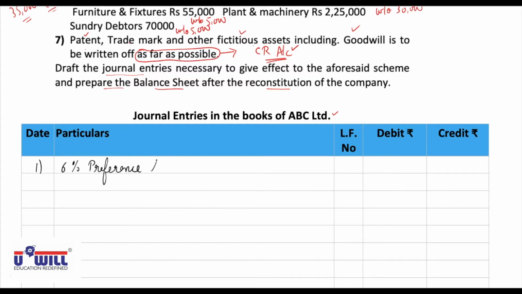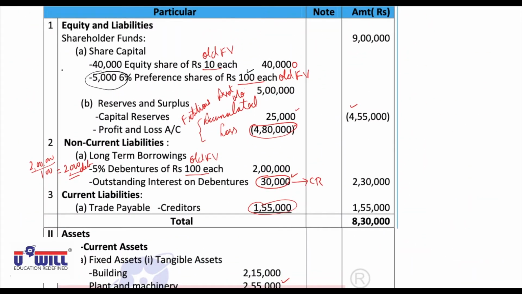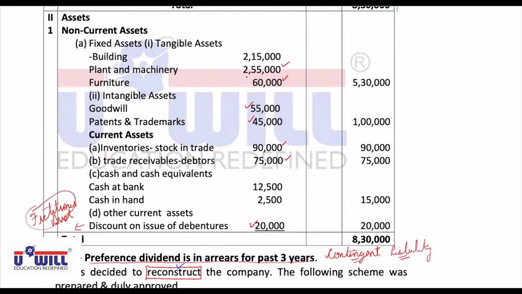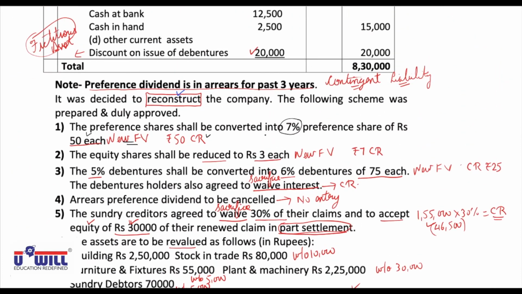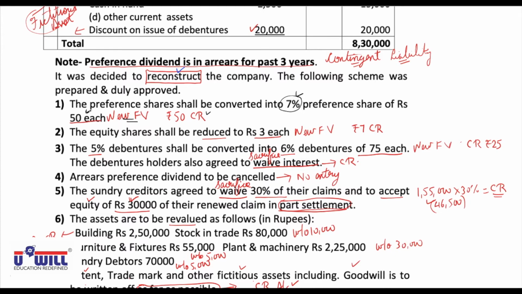6% preference share capital with old face value, that is rupees 100 account debit, and the amount will be, as you all can see, 5,000 preference shares are there, so 5,000 into 100, old face value 5 lakhs. Okay, 5,000 into 100, that is 5 lakhs. Old face value we have to debit. Now new face value, first of all 7% is the new dividend rate, and new face value is rupees 50 which we have to credit.